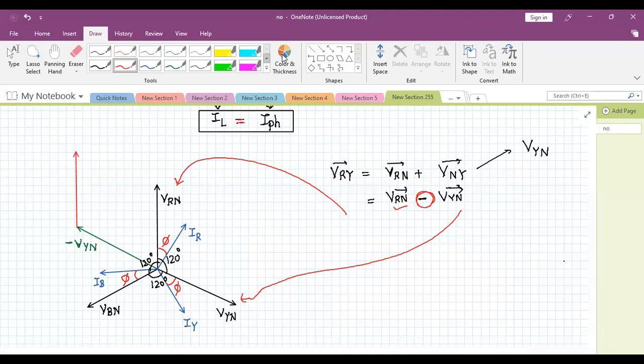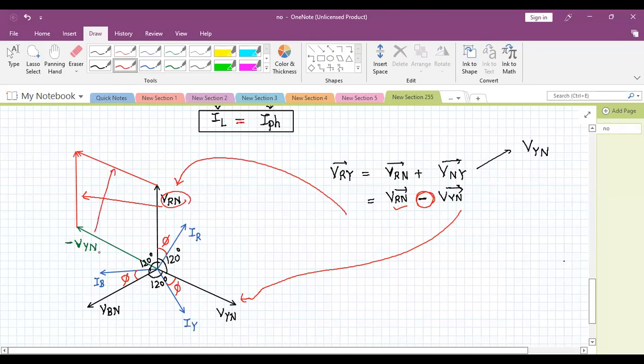Okay. And now this is a parallel line of minus VYN. Are you getting this? Okay, what is this? This is a parallel line of VRN. And this is a parallel line of minus VYN. Are you getting this, yes or no? Give a reply. Okay, thank you.